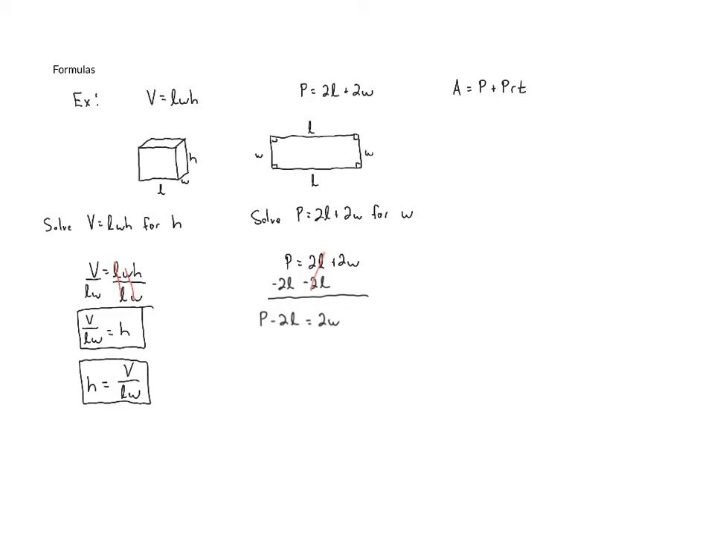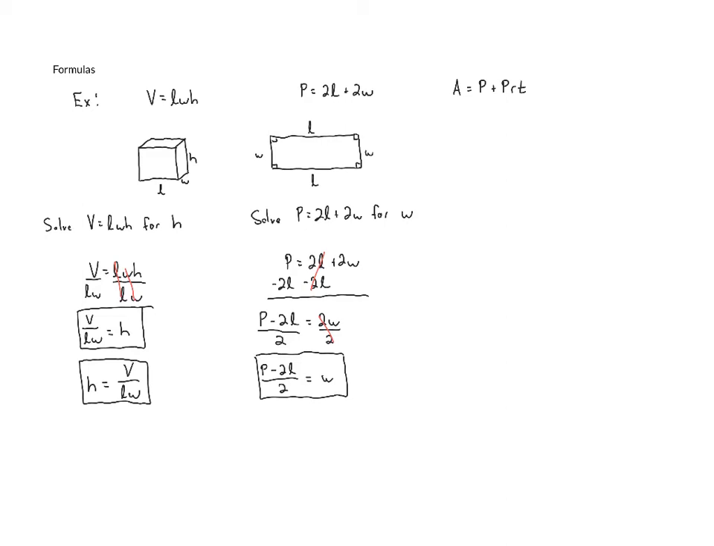Now, we want to get the W alone. The W is currently being multiplied by 2, so what we can do is divide both sides by 2. There's actually 2 different ways to do this. On the left, we can just take this whole expression and put it over 2. That gives us (P minus 2L) over 2 equals W, because the 2's cancel. And then this is a perfectly good final answer.